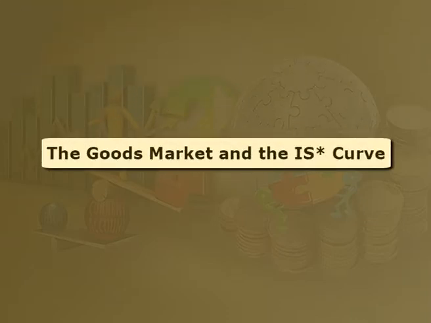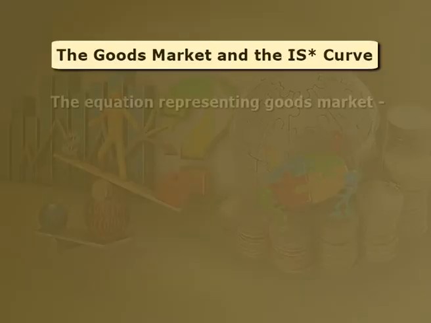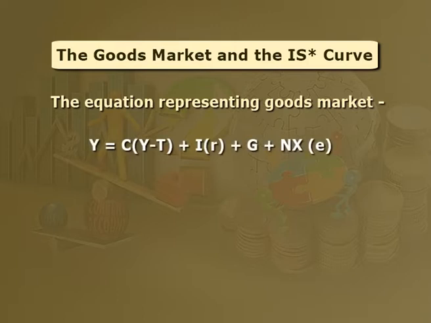Let's begin with the goods market and the IS star curve. As stated earlier, the Mundell Fleming model is closely related to the IS-LM model, and hence the market for goods and services is like the IS-LM model, but it adds a new term for net exports. The equation representing the goods market is Y = C(Y - T) + I(r) + G + NX(e).